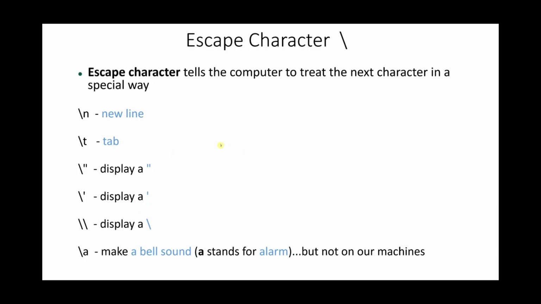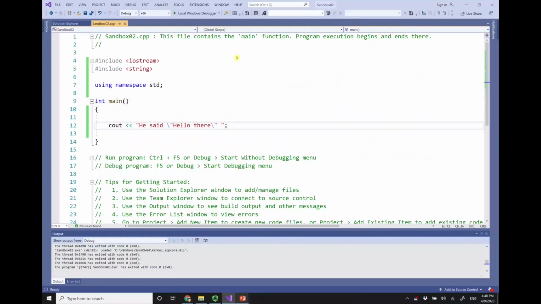We have some other things we use with the escape character. We call that the escape character, and the escape character is telling the compiler to treat the following character in a special way. For example, if we have an escape character followed by n, this is telling the compiler, okay, add a new line. Let's try that. I'm going to show you the effect of the new line.